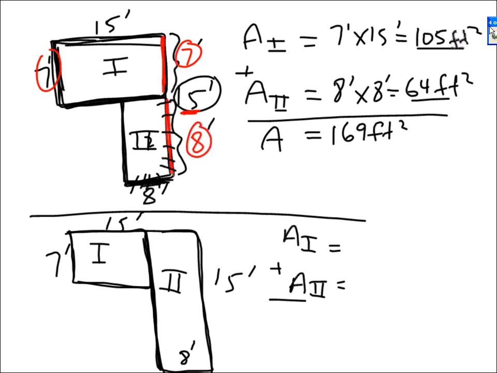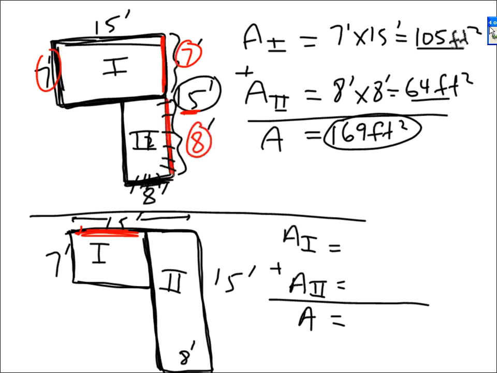Let's find the area of region 1, the area of region 2, and once we have that, we'll add them, and we'll get the total area, which better be 169 square feet. Now, when it comes to area 1, the top is 15. I know the whole top is 15. But I don't want to know the length of the whole top. I only want to know this piece. Why? To find the area of region 1, it's 7 feet times this number of feet.